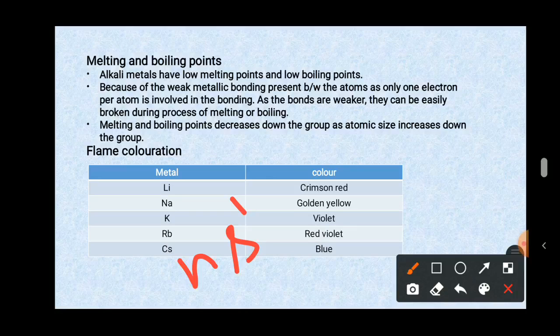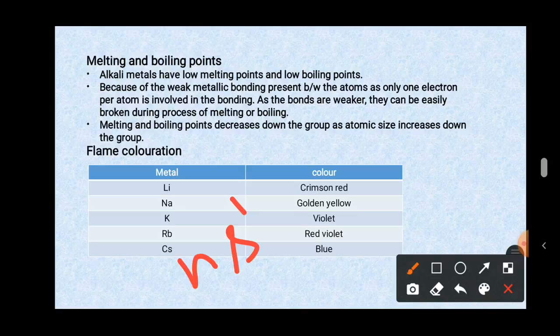Now, what is the reason for showing a low melting point or boiling point? Since only one electron is present in the outermost shell, it shows weak metallic bonding. So a smaller amount of temperature is required to break the bond. That's why it shows a low melting point and a low boiling point.